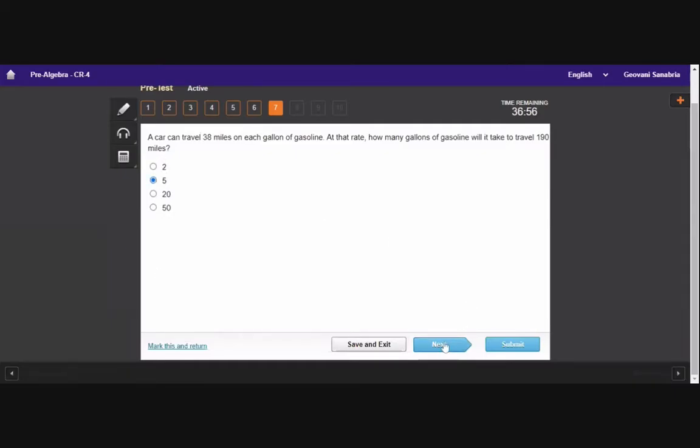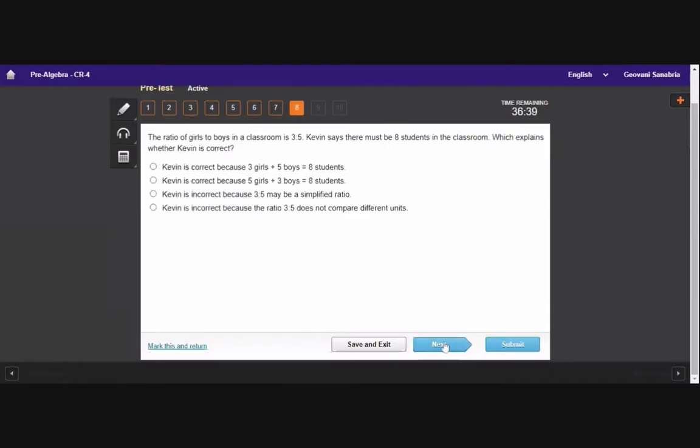On the first one we did like the 38 times the 190, but it was 38 miles, and then how many miles did you go on 15 gallons of gasoline or whatever. But yeah, you got it. You're good.